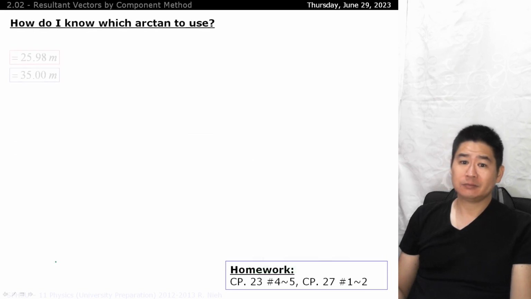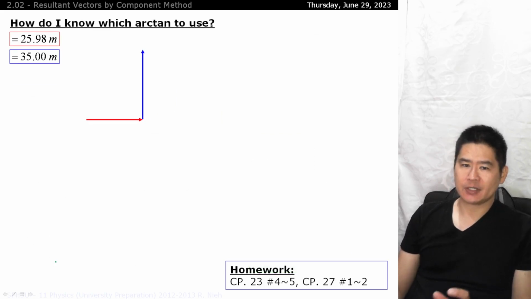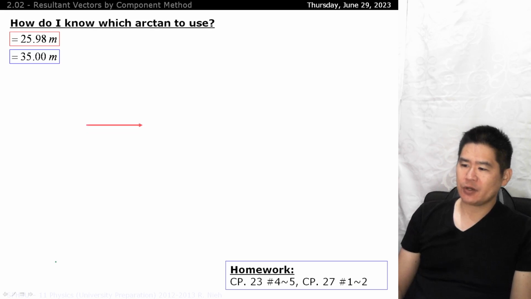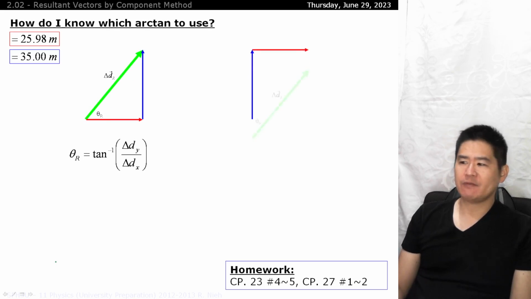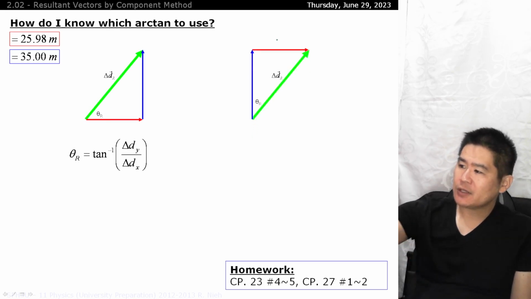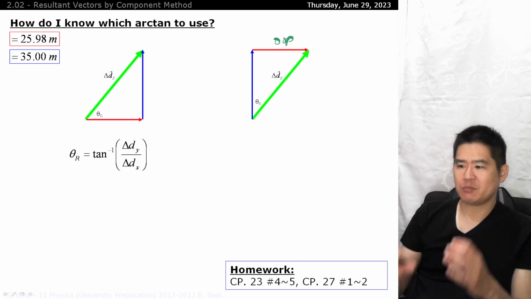With that said and done, I guess that's about it. I'll leave this last PowerPoint because this just emphasizes when to use y over x or x versus y. In this case over here, I start off with the red vector first, followed by the vertical vector. So in this case over here, my tan inverse will be delta dy over delta dx. Or if I drew the blue vector first, followed by the red vector, well, in this case over here, this is my opposite. So my tan inverse in brackets would be delta dx over delta dy.